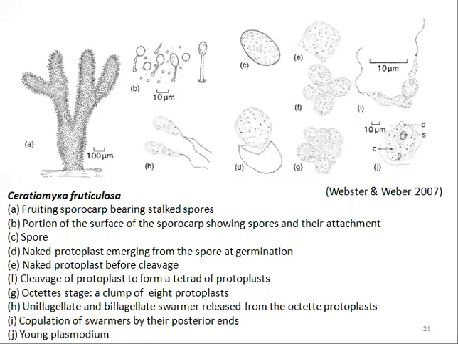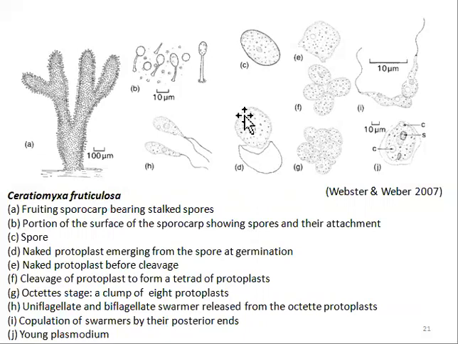Next in this picture, you can see an example of the protostelid slime molds. A represents the fruiting sporocarp bearing stalked spores. Here, B is a portion of the surface of the sporocarp showing spores and their attachment. Here you can see the spores and their attachment. C represents the spores. D represents the naked protoplast emerging from the spore at germination. Here you can see the spore wall and the germinating spore.